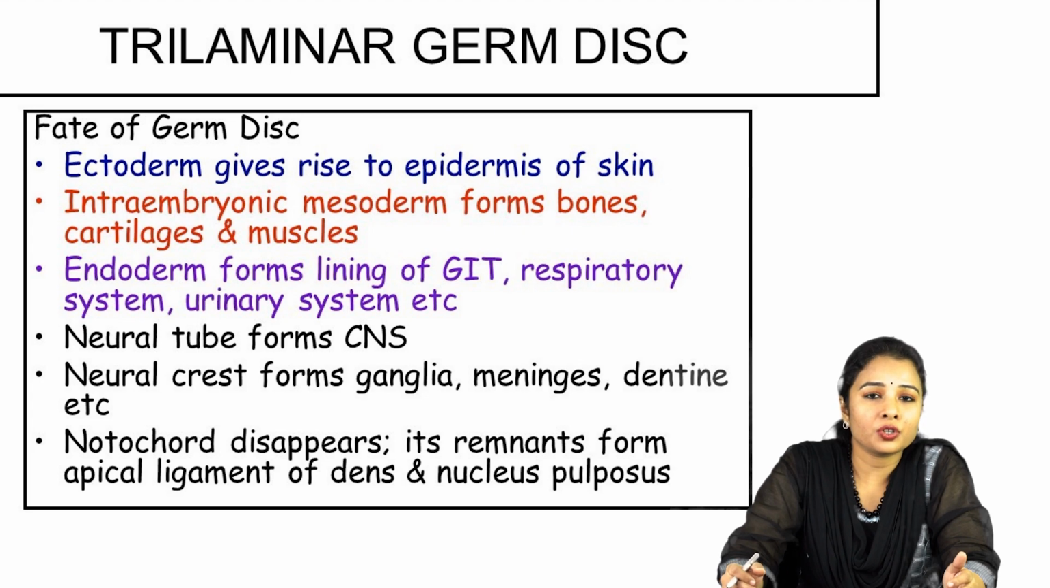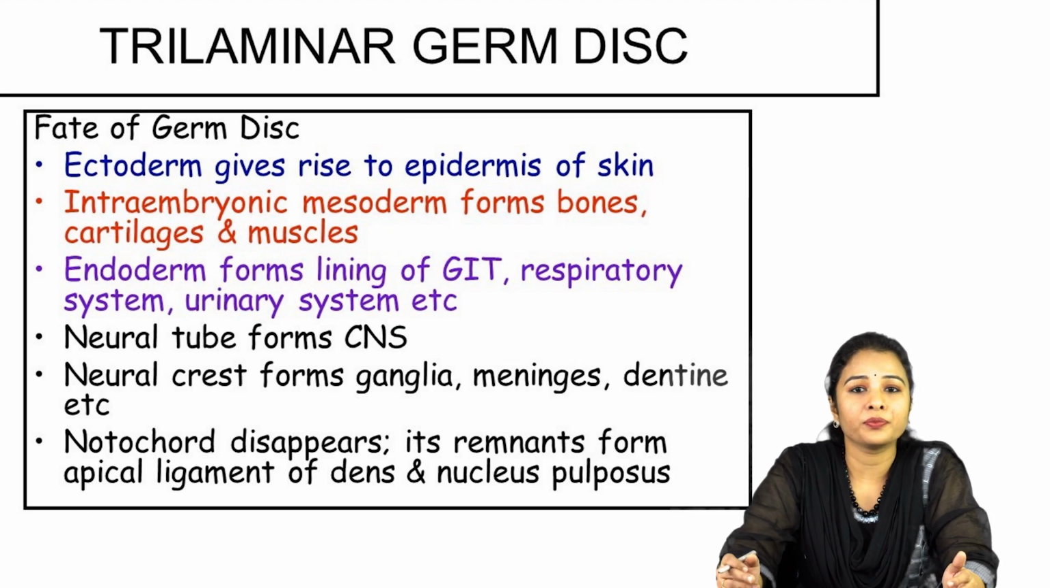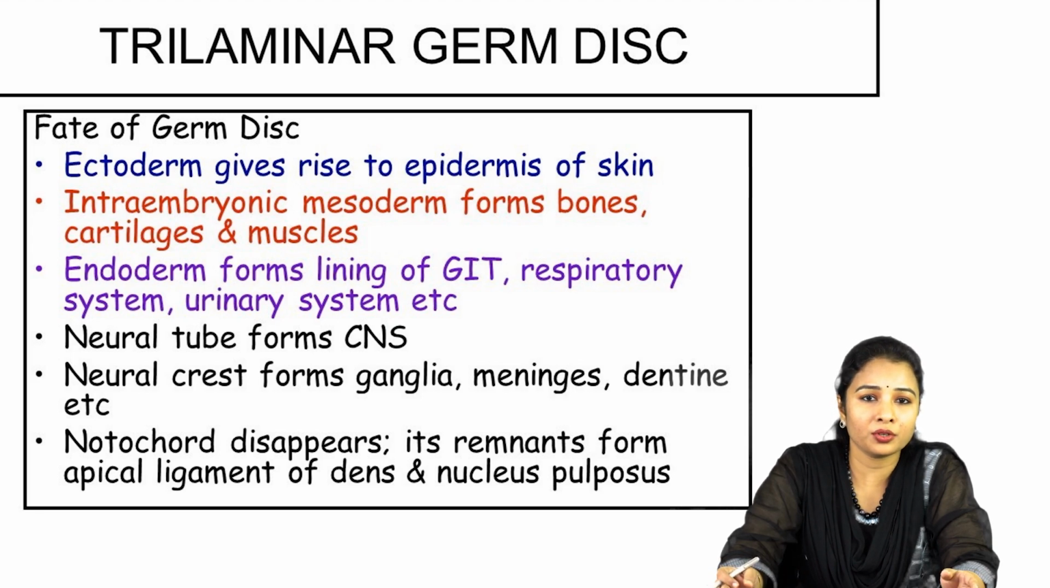The ganglia include the autonomic ganglia, the sympathetic and parasympathetic ganglia, and they also form the dorsal root ganglia, which are the sensory ganglia. Regarding the meninges, especially the leptomeninges, the arachnoid mater and pia mater together are called leptomeninges, and the outer one, the dura mater, is the pachymeninges. So the leptomeninges are also from the neural crest cells. Dentine of teeth is derived from the neural crest cells, and most of the peripheral nervous system, PNS, is completely derived from the neural crest cells.